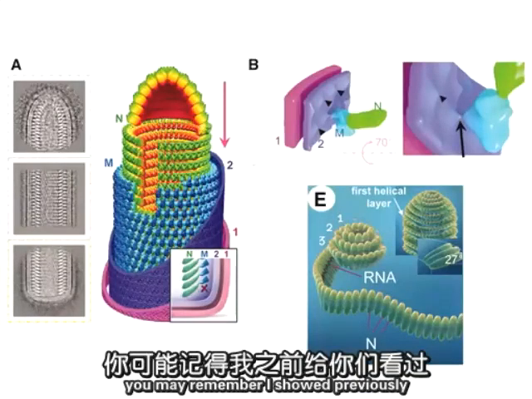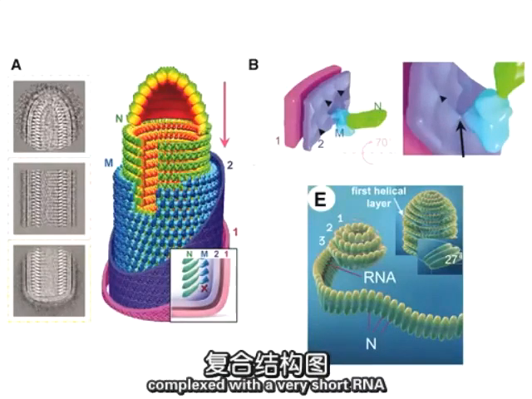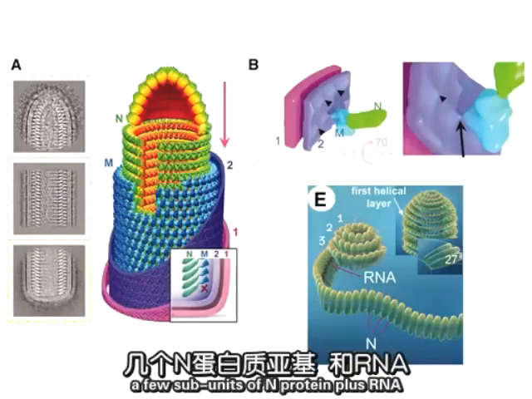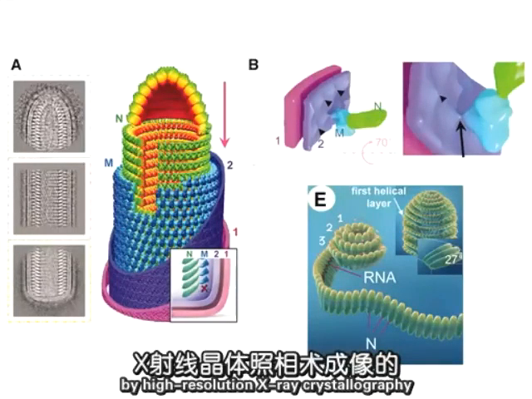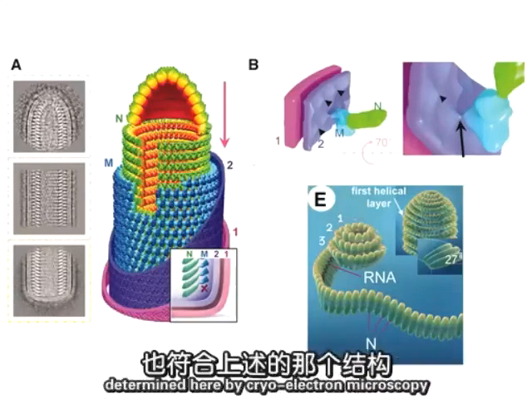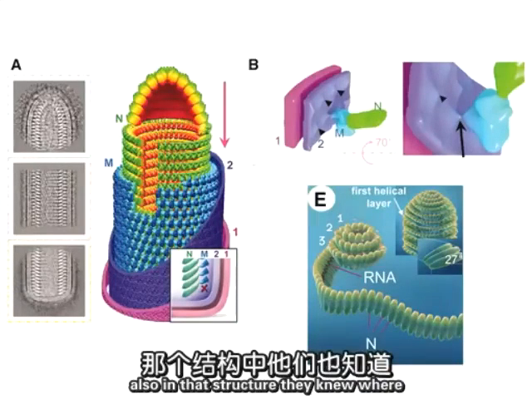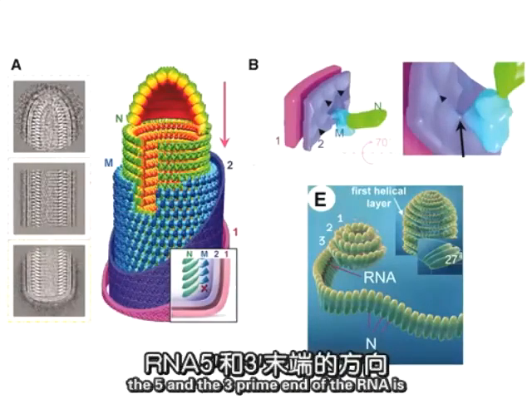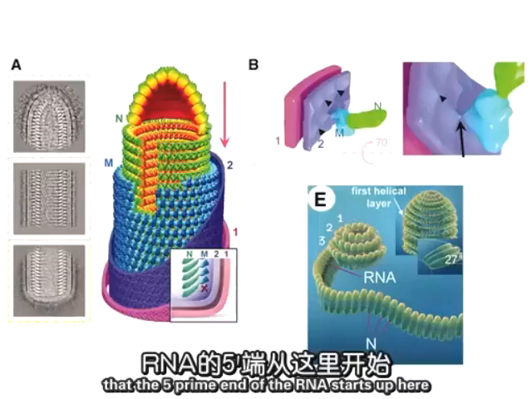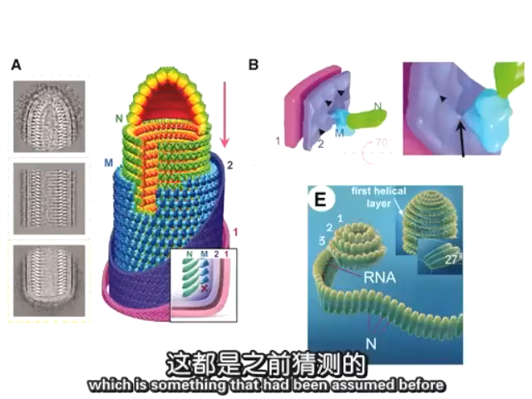You may remember I showed previously a structure of N protein complexed with a very short RNA, a few subunits of N protein plus RNA, and that structure was solved by high-resolution X-ray crystallography. They were able to fit that structure into the N protein structure determined here by cryo-electron microscopy, showing that that structure is correct. Also in that structure, they knew where the 5' and the 3' end of the RNA is. So from that, they could tell that the 5' end of the RNA starts up here, and the 3' end is down at the back, which is something that had been assumed before, but had never been proven.